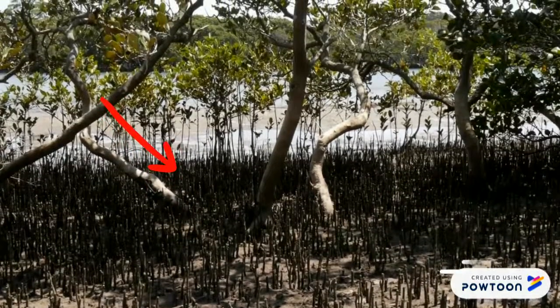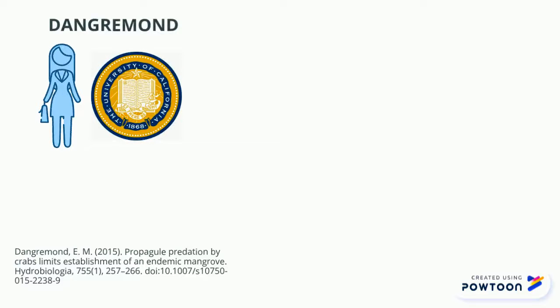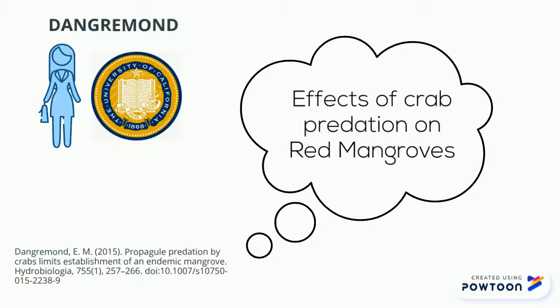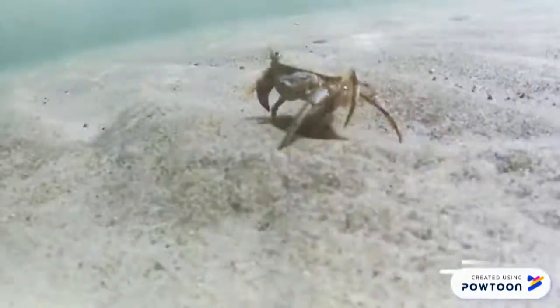Dr. Dragamond, an ecologist at UC Berkeley, wanted to study the effects of crab predation on R. mangle and Rhizophora-dominated forests along the Caribbean and Pacific coasts of Panama. She later concluded that in most cases, predation by the crabs limited the Rhizophora population more than the other species, and that predation upon the seedlings had more of a negative impact on the tree survival than the high mortality of seedling populations.